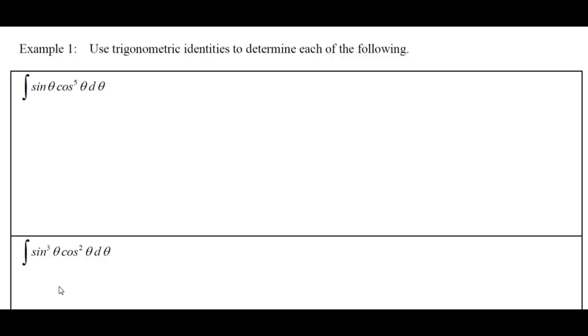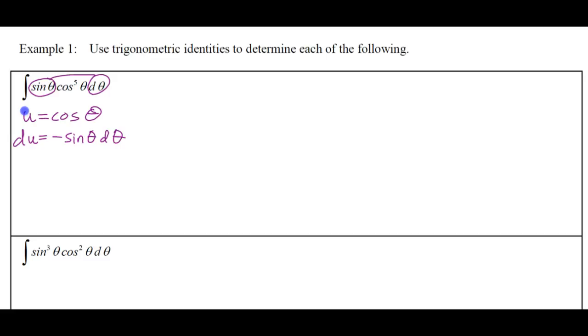Alright, radio silence. So, let's start with the integral of sine theta cos to the fifth theta d theta. If you're going to let u be something, what would u be? Cos. So u would be cos theta. Then what's du? Negative sine theta d theta. And we have a sine theta d theta, so we're good, right? We can do a U-substitution on this.